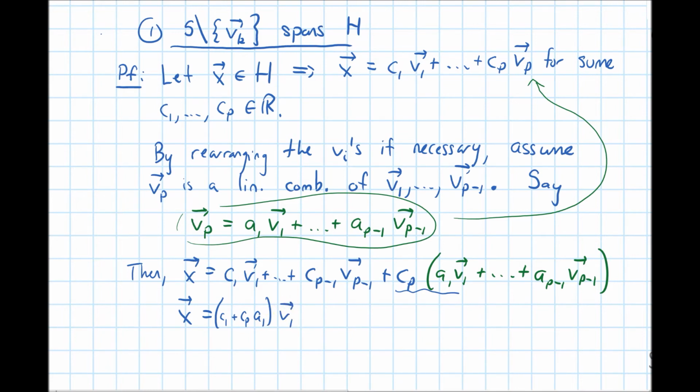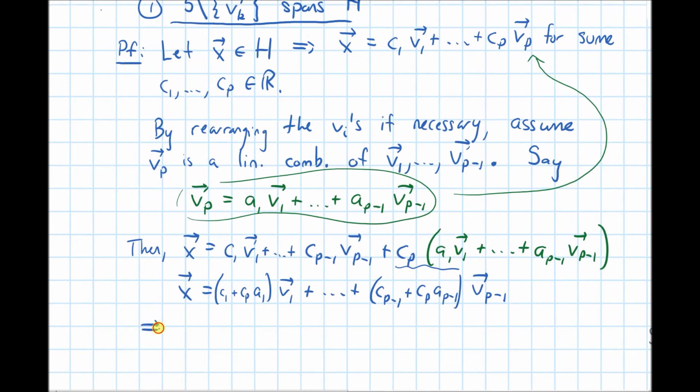And if we keep going like this until the last term, I would get finally plus some coefficient of the last VP minus 1 here. So the coefficient of that is going to be, so I have CP minus 1. And then when I multiply CP times AP minus 1, I would get plus CP times AP minus 1. Okay, so at this point, we know that x is a linear combination of V1 up until VP minus 1.